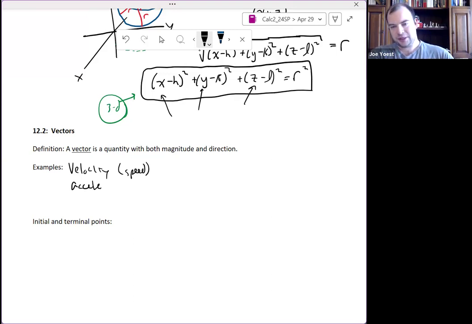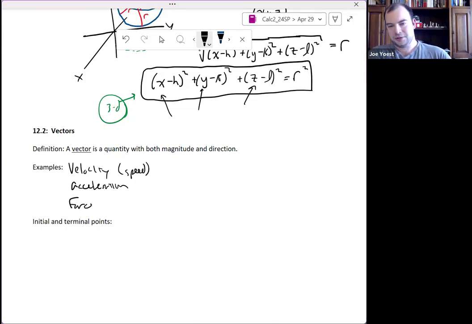Something like acceleration is another example, where I'm accelerating a certain magnitude in a certain direction. For instance, if I'm driving down the road and I hit the brakes in my car, am I decelerating? Well, no, I'm really accelerating in the backwards direction. I'm just changing my speed, but in that direction.